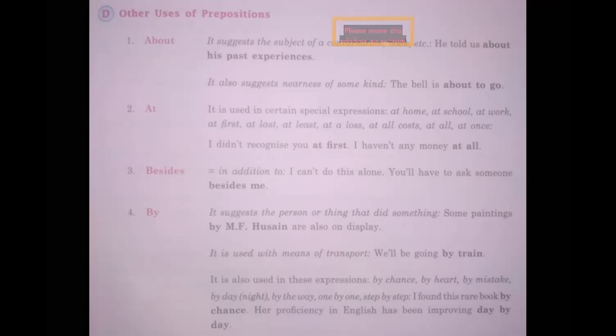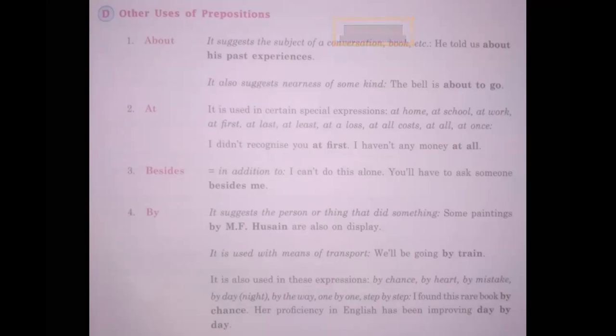Let's see, first one is about. About suggests the subject of a conversation or book. यानी कि जब किसी के बारे में हम बात कर रहे होते हैं, suggest means it talks about, किसी के बारे में जब हम बात कर रहे हैं. He told us about his past experience, यानी कि उसने अपने past experience के बारे में बात की हमसे. When a subject talks about something, there we talk about that, about.